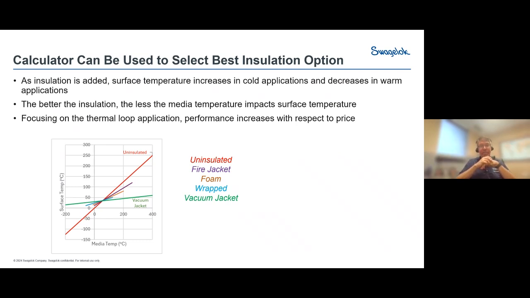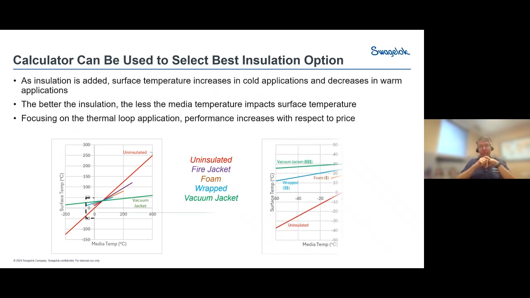So the vacuum jacket, you can see, is a relatively flat line. We stay relatively warm all the way down to minus 200 degrees C, and relatively cool, safe to touch at 400 degrees C. It's very, very hot, of course. So again, you get what you pay for.